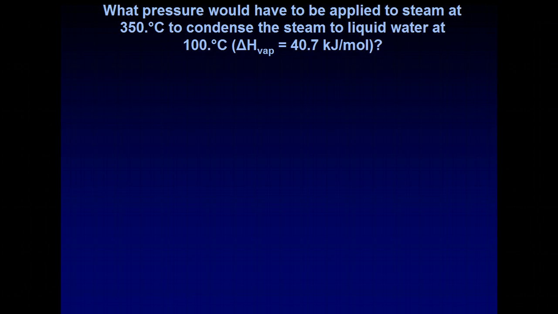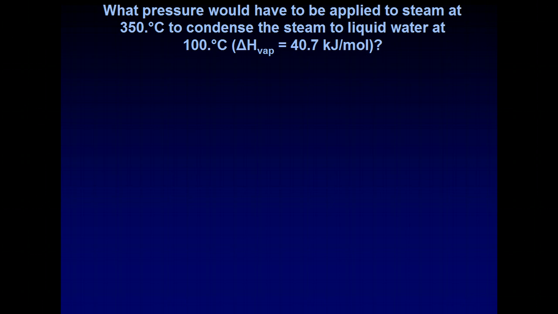So going back to that Clapeyron equation, this time we're going to take a look and we're going to solve for vapor pressure. We're given what the temperature is for steam at 350 Celsius, and we want to know what pressure we would have to have in order to get it to turn into liquid water at 100 degrees Celsius. We're also given the heat of vaporization, which would be 40.7 kilojoules per mole.